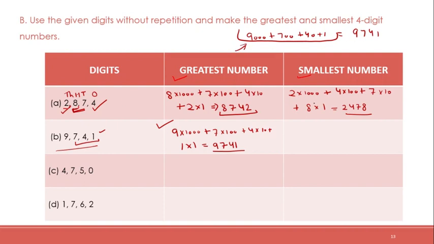Okay, so now come to the smallest number. First we'll find the smallest digit. Which one is the smallest? 1. So 1 times 1000 plus, then again with the remaining 3 digits, which one is smallest? 4. 4 times 100 plus, 7 times 10 plus, 9 times 1. I hope you got why I am multiplying with 7 and then 9: after using 1 and 4, we are left with 9 and 7. Which is smaller? 7 is smaller. So I multiplied 7 with 10, then the remaining 9 with 1.